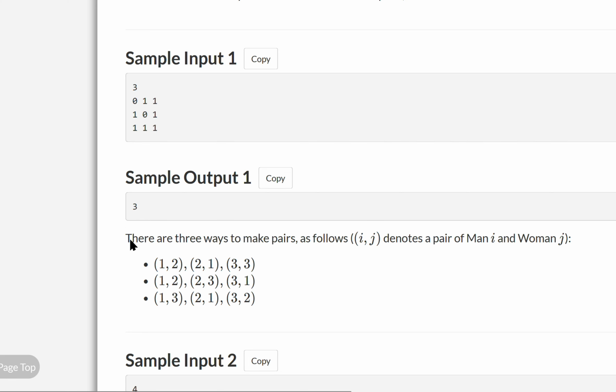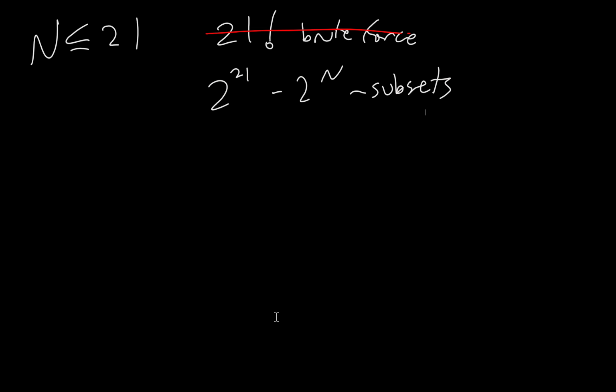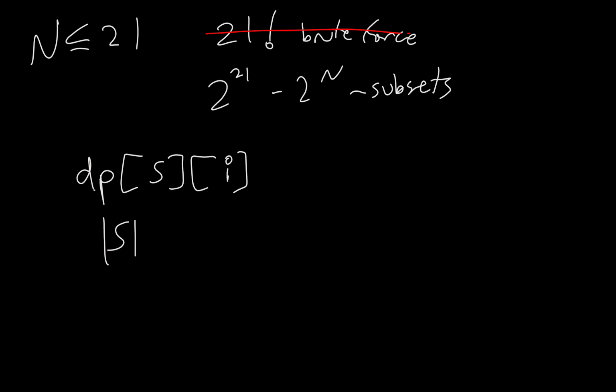And in this case, there's 3 different ways to pair it. So let's look at the solution. The solution uses subsets and DP. So essentially the way that this works is if you have some subset S, and you want to say, okay, S contains all of the women who are already matched with a man. And this i over here just means that the first i men are already matched with a woman. So that means basically that the size of the set is equal to i, right?